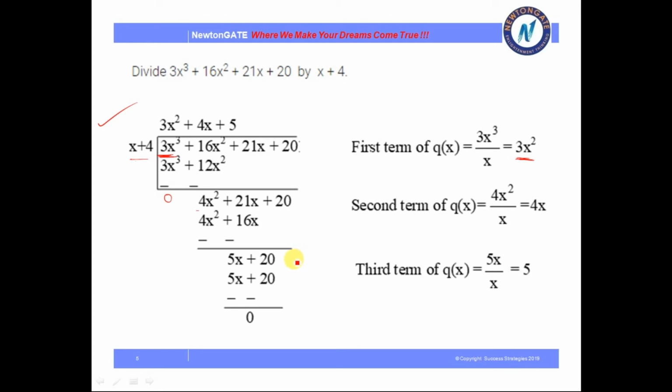Next, again the same process, we divide the first term of this by x. So 5x by x gives us 5, and we multiply the term 5 by x plus 4.